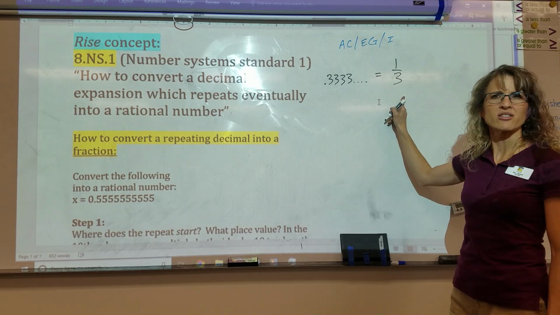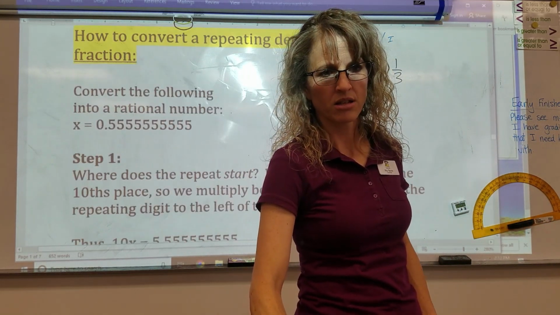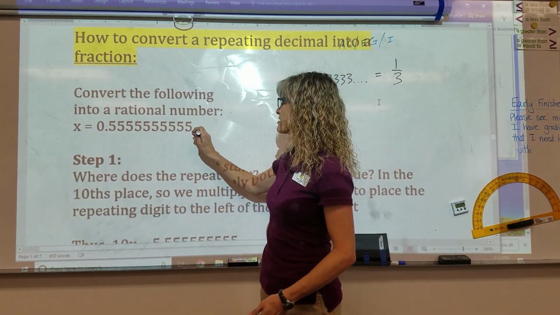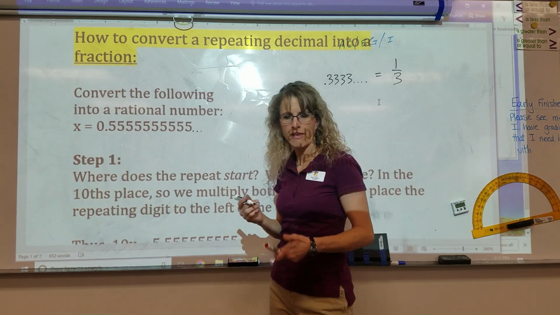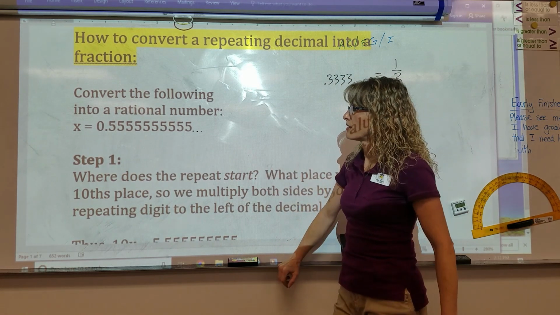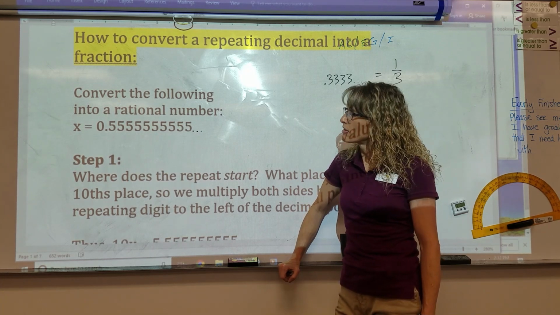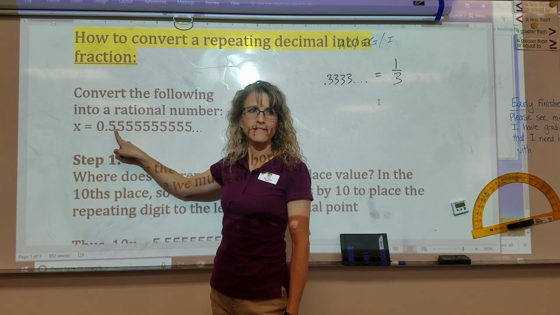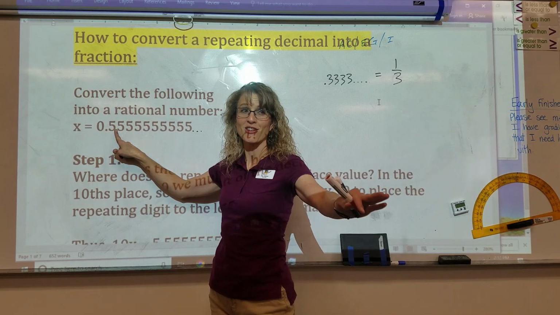Well, we have this one memorized, so that one's easier. But what if I gave you a number like this one? How would I turn 0.55555 into a ratio? Ethan? Maybe take only just the first decimal, like the first digit after the decimal, and then divide it by 10.